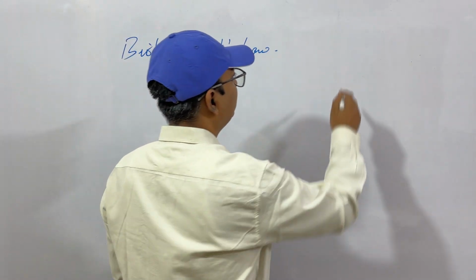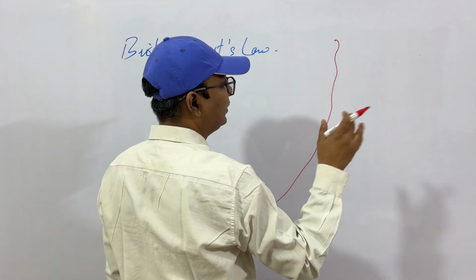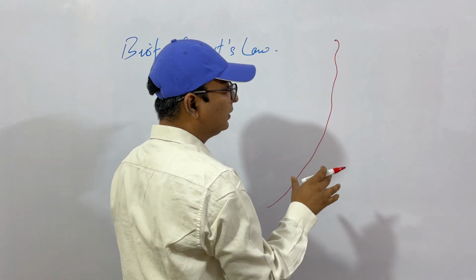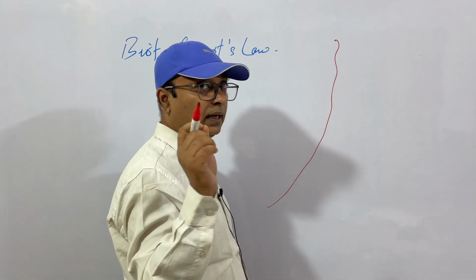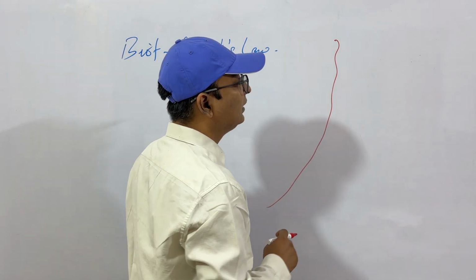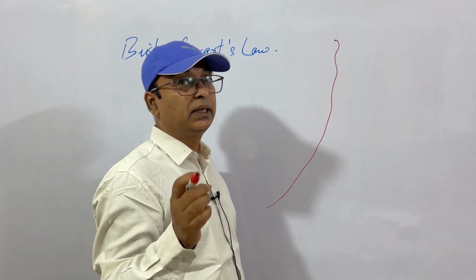We had seen, if let's say this is a conductor, and we had a magnetic field in which this conductor was placed, and this conductor was carrying a current I, that is, charges were moving, then we had seen what is the force experienced by this conductor due to that magnetic field.